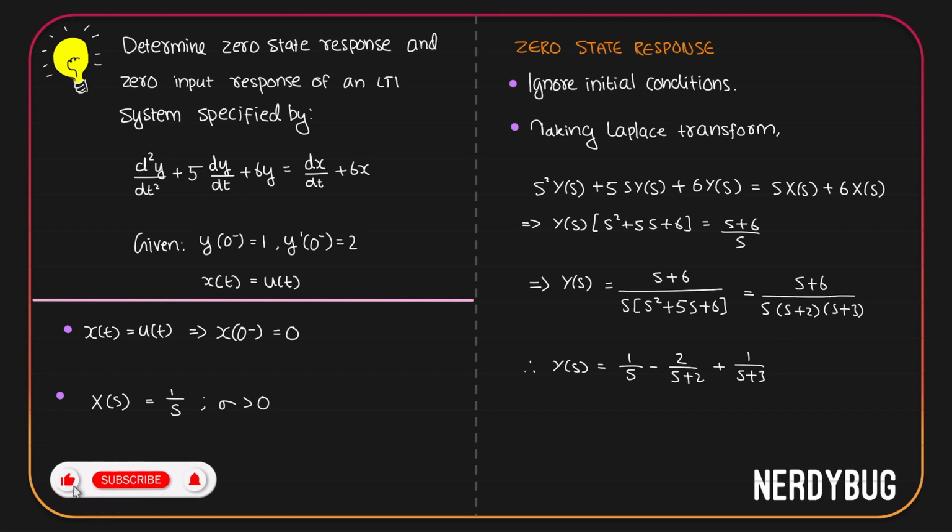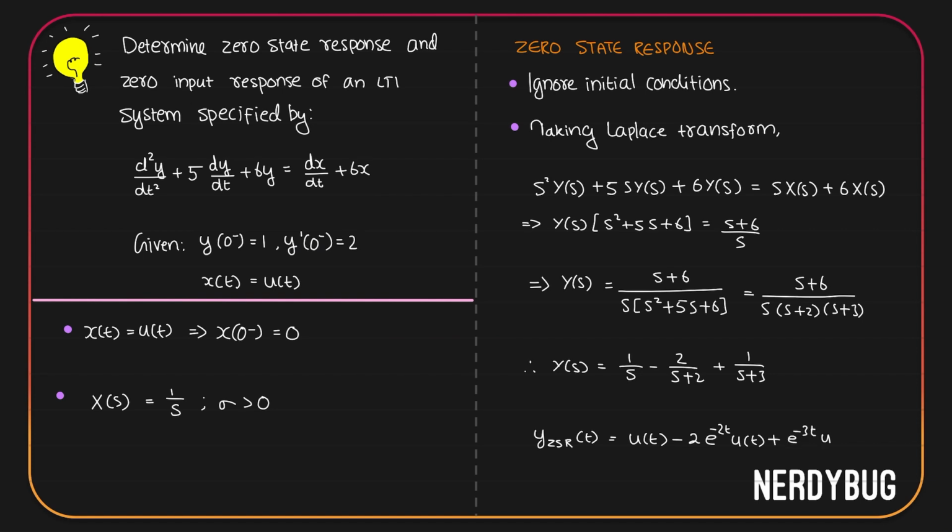To get the zero state response, all you have to do is take the inverse Laplace transform. So let's write y zero state response of t is equal to inverse of 1 by s is u of t, minus 2 times inverse of 1 by s plus 2, e raised to minus 2t u of t, plus inverse of 1 by s plus 3, e raised to minus 3t u of t.